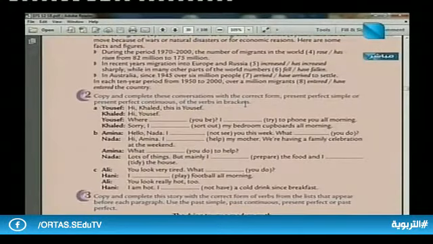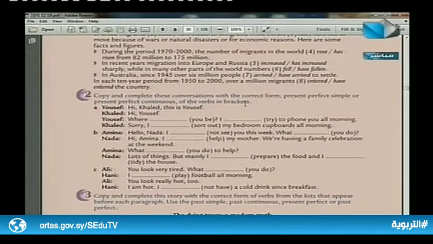There must be a difference between the present perfect simple and the present perfect continuous. The present perfect simple is used to talk about something that happened, started and finished in the past. But when we use the continuous form, it means that it has not finished yet, it started and is still going on.